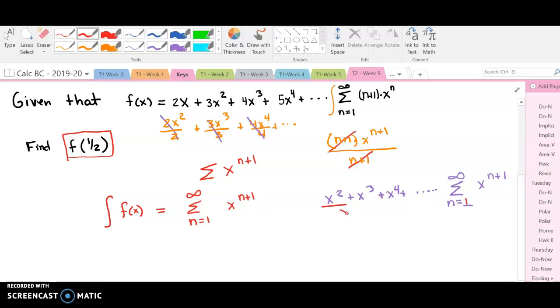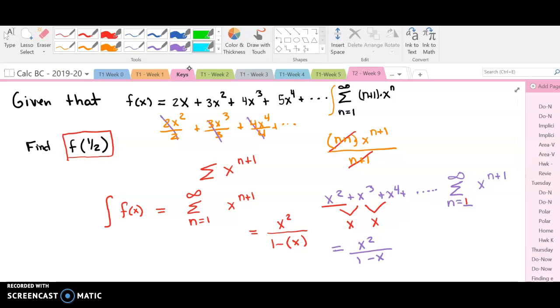But that's geometric. When we look at the common ratio, it's going to be x every time. And so the integral of this f of x is also equal to a sub 1, which is x squared, all over 1 minus r, and r is x. So this is really equal to x squared over 1 minus x. That is the integral of my f of x.